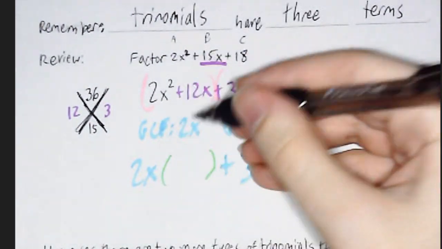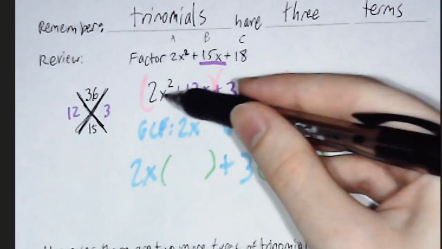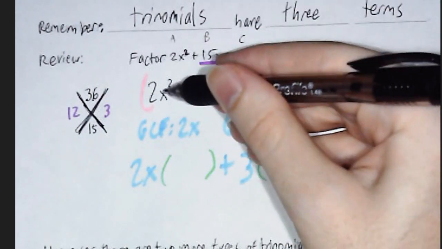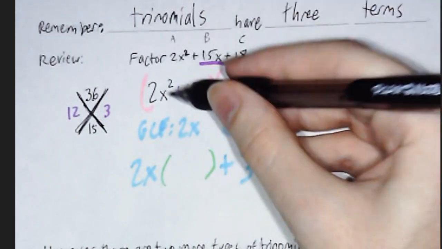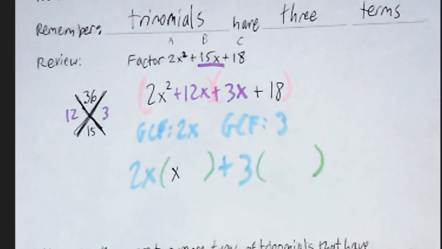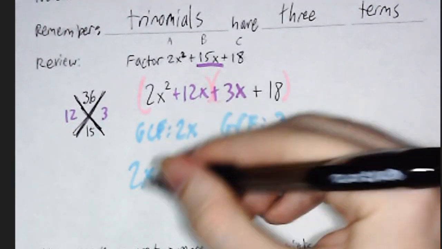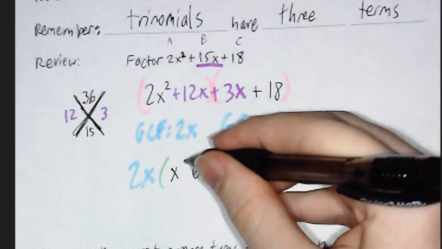So let's undistribute a 2x from the first group. So we're going to pull out a 2x from both of these terms. When we pull out a 2x from 2x squared, we're going to divide 2x squared by 2x. One of the x's is going to cancel. The 2's are going to cancel. We're just left with a single x. 12x divided by 2x. 12 divided by 2 is 6. The x's cancel out. We're left with 6.